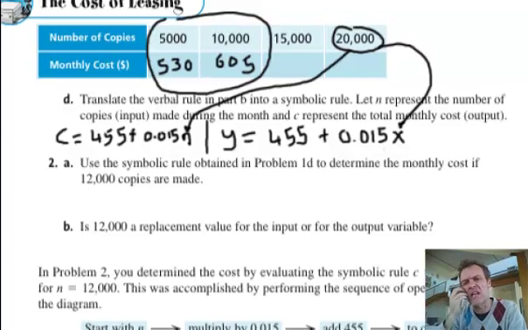Now I'm going to pause there, because I'm assuming they might be saying, if I know the monthly cost, we've just spent this much, how many copies did we make? That's going to be the harder one. We've got to get to that.